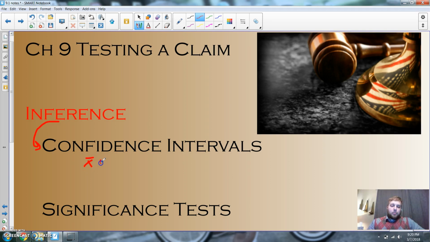We talked about confidence intervals, which was either x bar or p hat. Remember, x bar plus or minus my critical value times my, and we kind of switched it over in the end, it's really our standard error, but you could call it our standard deviation too.